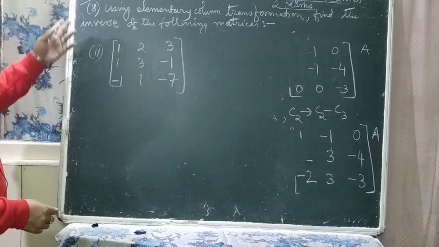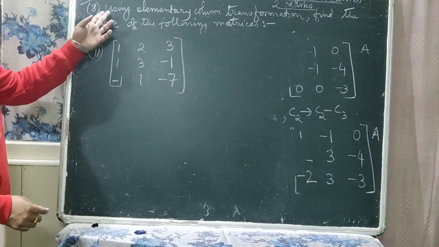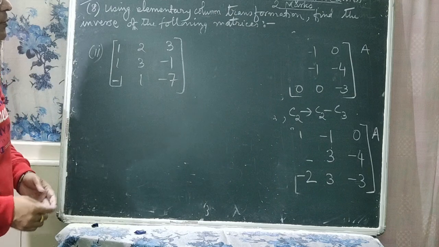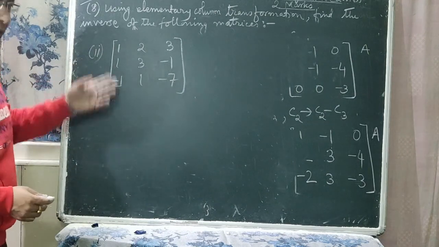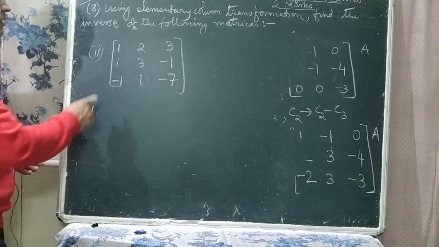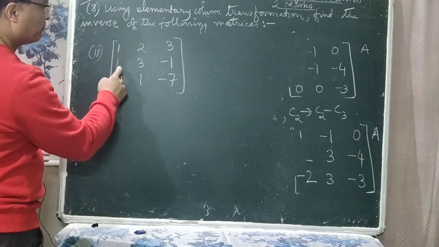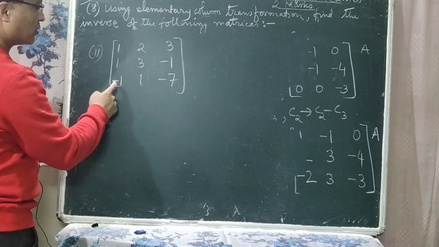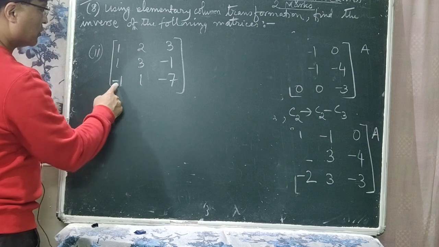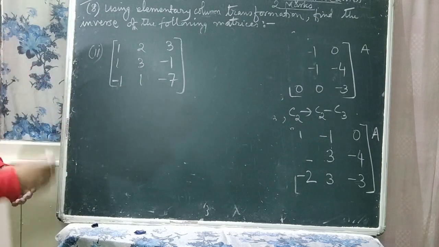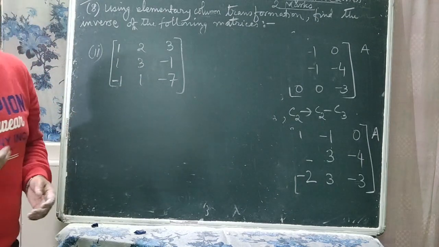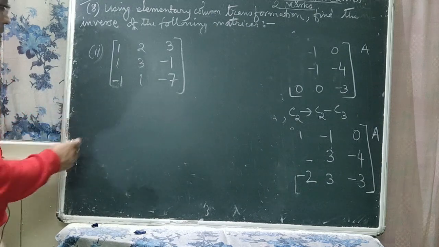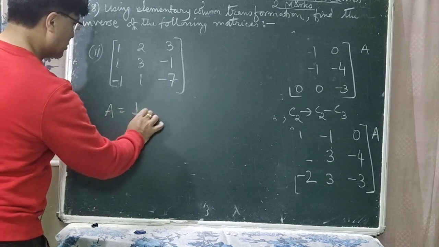So this is your homework 8 number 3. Here also, using elementary column transformation, find the inverse of the following matrix. The matrix given here is first row 1 2 3, second row 1 3 minus 1, and the third row is minus 1 1 minus 7. Let us assume it as matrix A. Okay, then you have to write I is equal to IA.